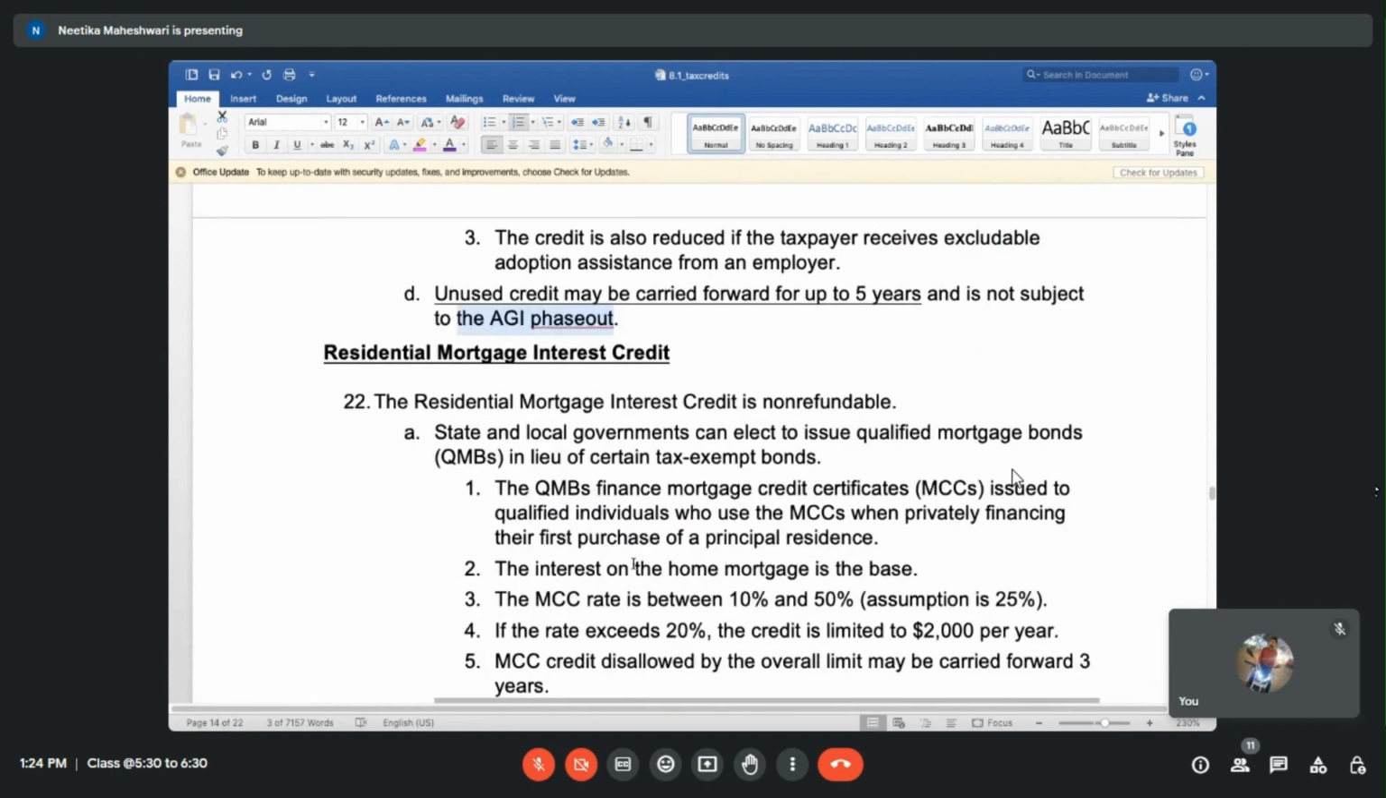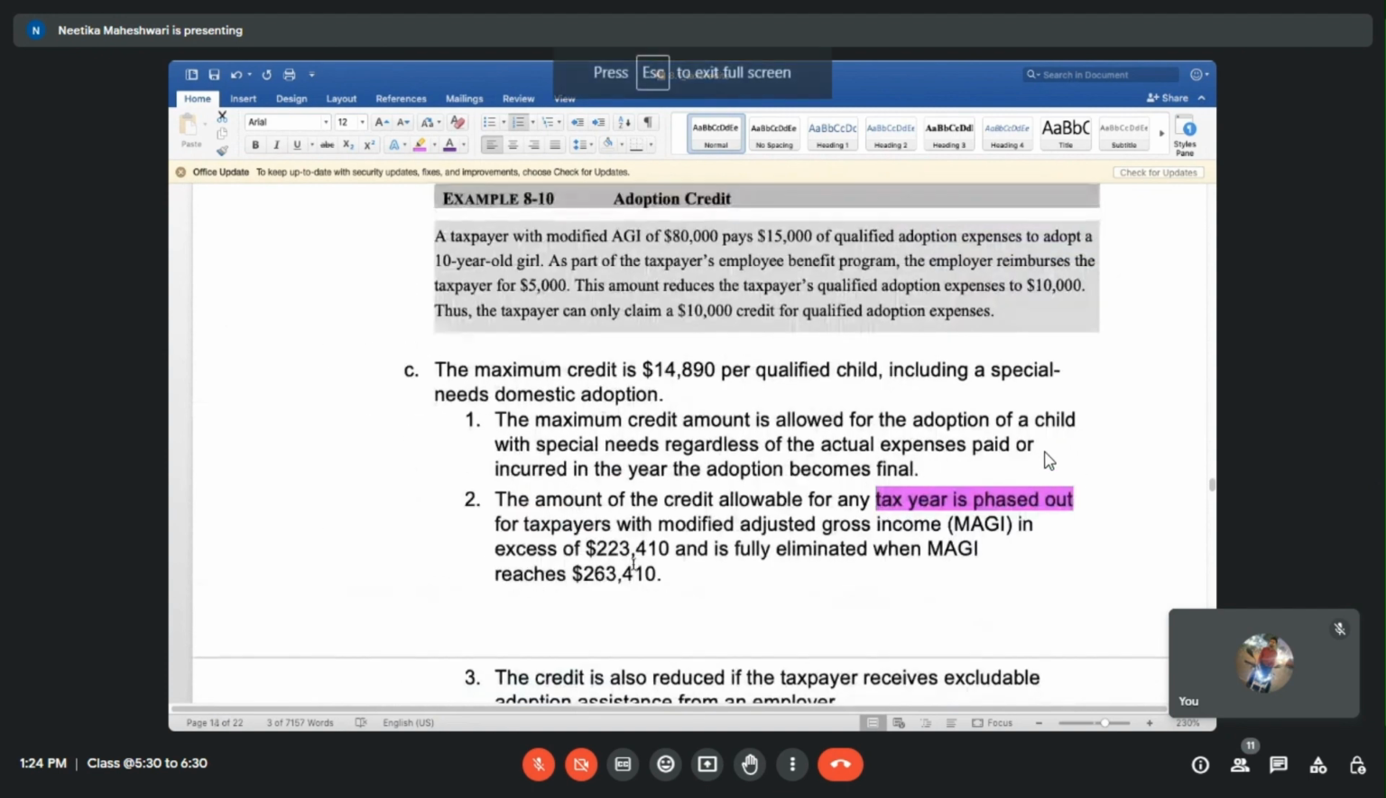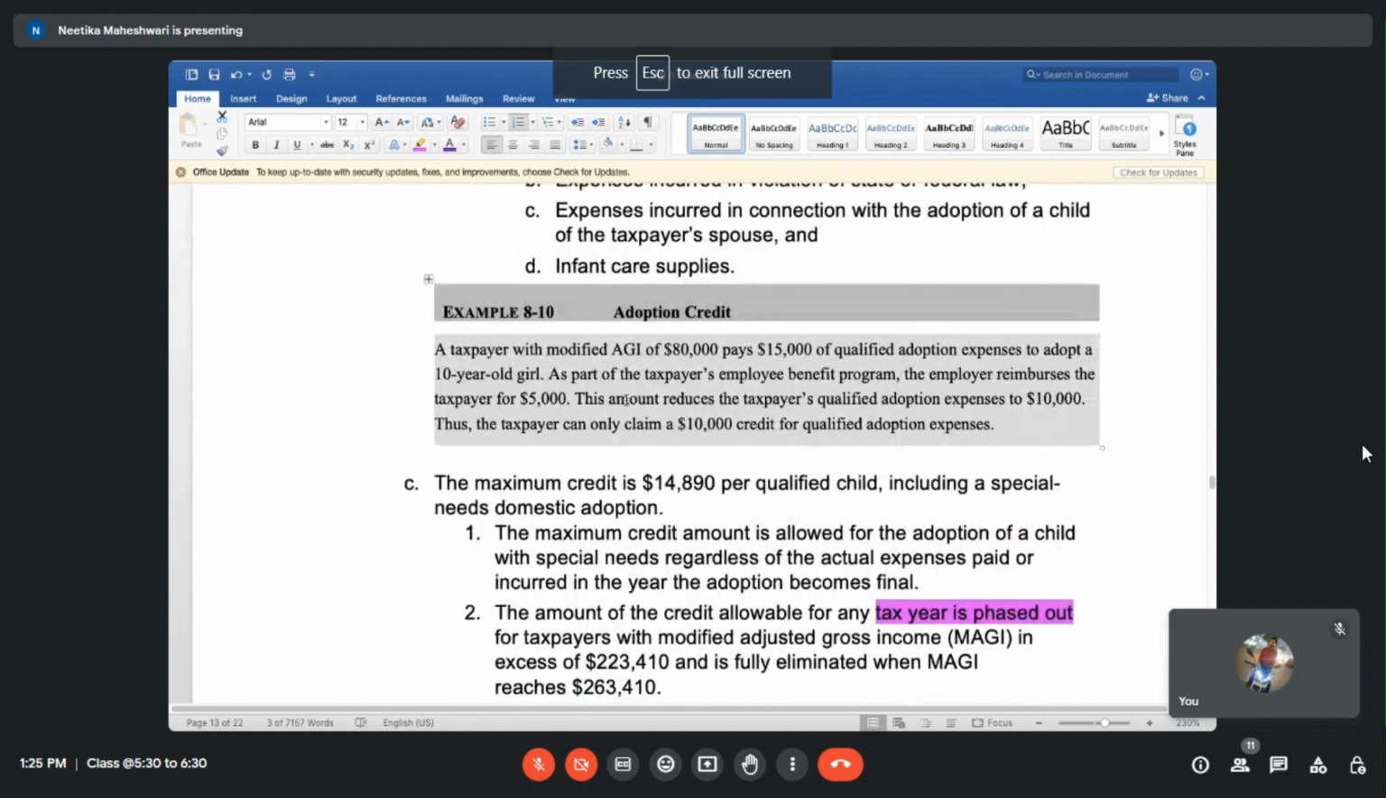So, okay, let's go over this example. Honey, can you read 8.10? Yes, ma'am. A taxpayer with modified AGI of $80,000 pays $15,000 of qualified adoption expenses to adopt a 10-year-old girl. As part of taxpayer's employee benefit program, the employer reimburses the taxpayer for $5,000. This amount reduces the taxpayer's qualified adoption expenses to $10,000. Thus, the taxpayer can only claim a $10,000 credit for qualified adoption expenses.